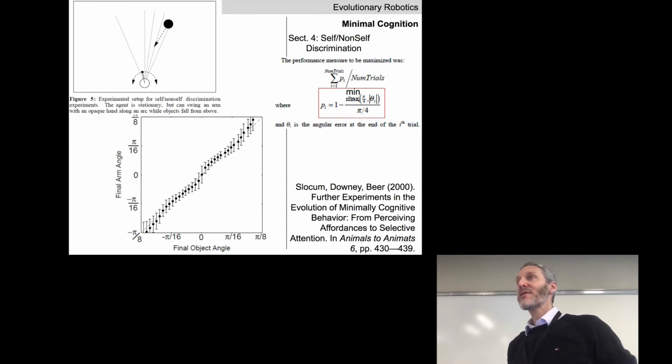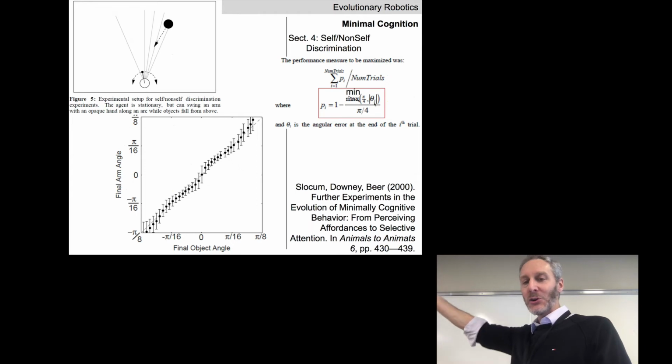Okay, let's start with theta. If you're the robot and you're trying to catch the object, what do you want theta to be? What are you trying to get theta to be? Zero, right? You want the angle between your arm and the direction of the object to be zero. So we're constructing a performance measure which is trying to minimize the absolute value of theta.